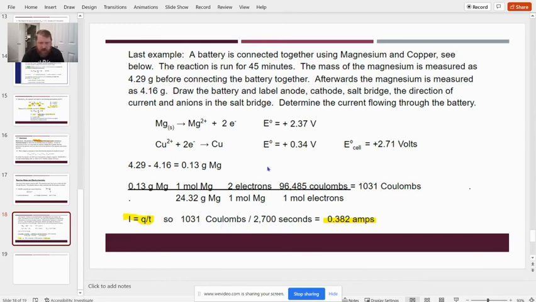T is the time. I converted 45 minutes into seconds, because amps is coulombs per second. I know it says Q divided by T, but T is supposed to be in seconds. So coulombs per second, we have 0.382 amps.